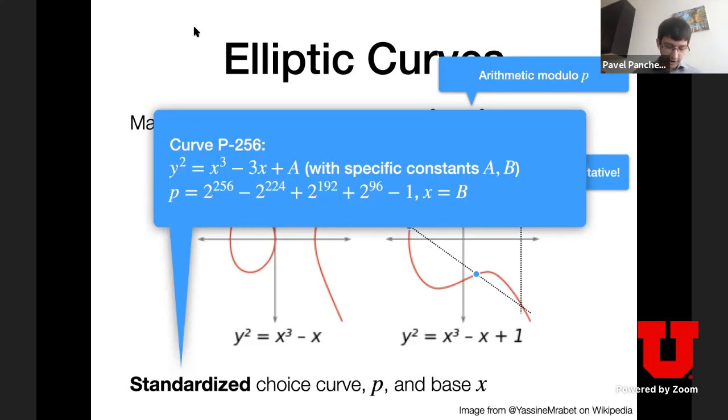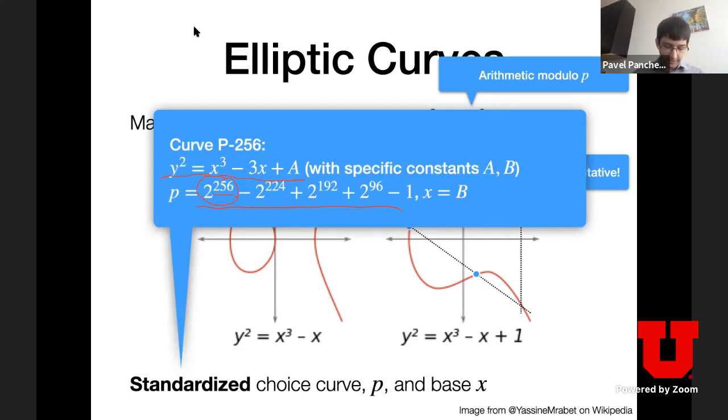So here's the particular curve. It's exactly that format that we talked about earlier. y squared equals x cubed minus 3x plus a, where a is this enormous 256-bit constant. And then here is the prime number that you treat everything in terms of. You can see that this prime number is very close to being 2 to some power. Of course, it can't just be 2 to some power because that's not prime, but it's pretty close.